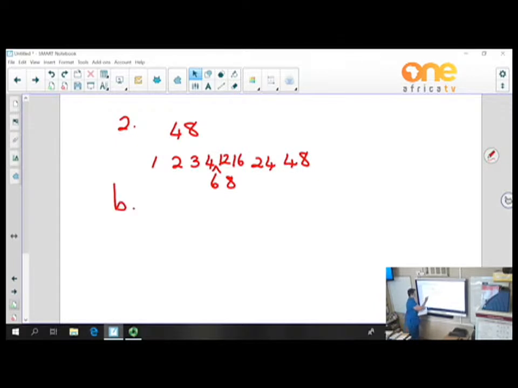Now at number B, they say, when written as a product of its prime factors, write 48 now as a product of its prime factors. That means we must divide with prime numbers.